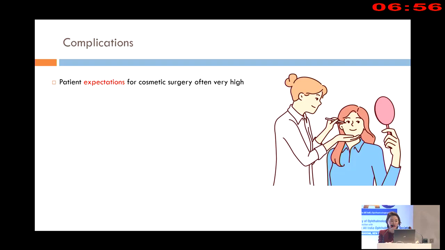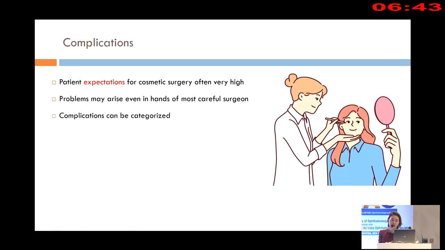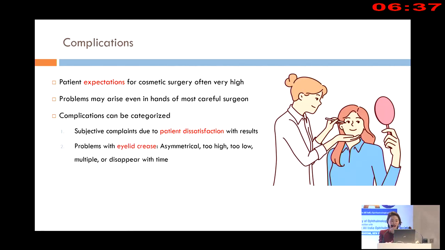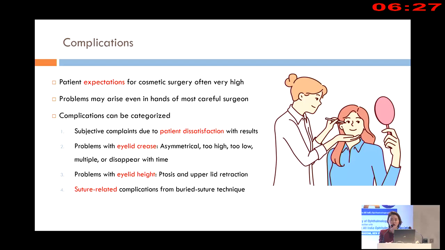So I think complications do happen. Patient expectations for cosmetic surgery, and Asian blepharoplasty is a cosmetic surgery, are often very high. The problems may arise even in the hands of the most careful surgeon, and I think the complications can be categorized. Number one, subjective complaints due to patient dissatisfaction with results. Number two, problems with the eyelid crease, whether it's asymmetrical, too high, too low, multiple, or they disappear with time. Number three, problems with eyelid height, whether it's ptosis or lid retraction. Number four, suture-related complications, especially from the Burrows suture technique that passes through the tarsus. Number five, complications related to eyelid surgery in general.